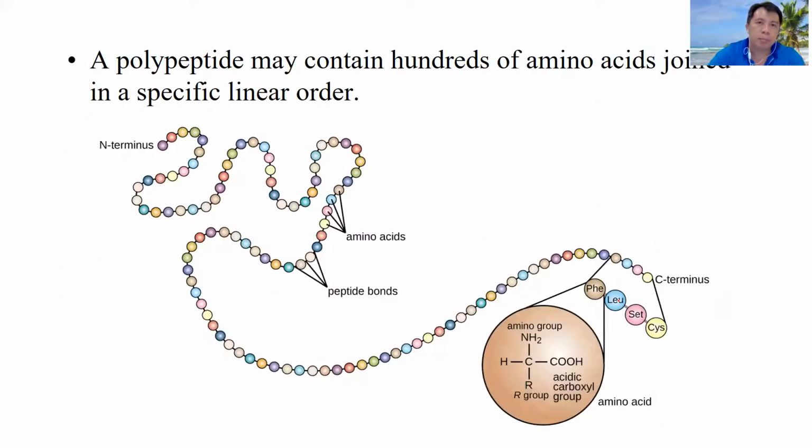So a polypeptide may contain hundreds of amino acids, and they join in a specific linear order. This specific linear order we call the primary structure of protein. When you draw it, this is the N terminus, don't forget, and the C terminus here. The amino acids are joined by peptide bonds.